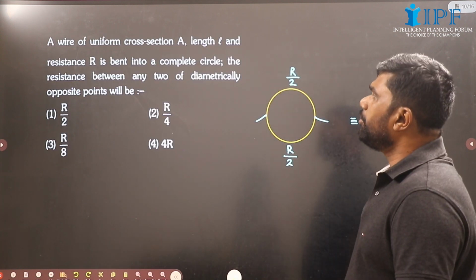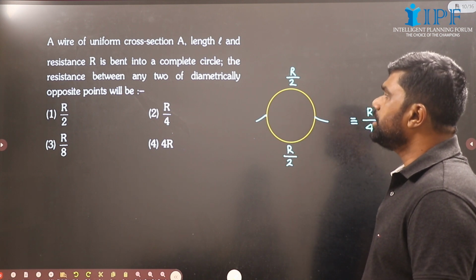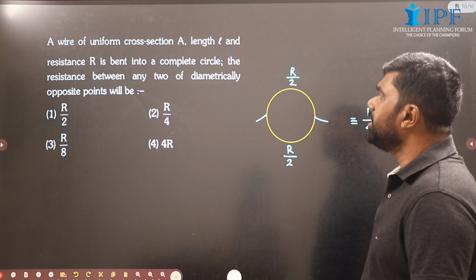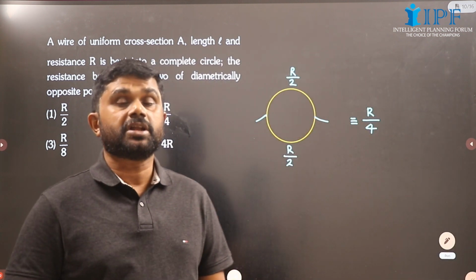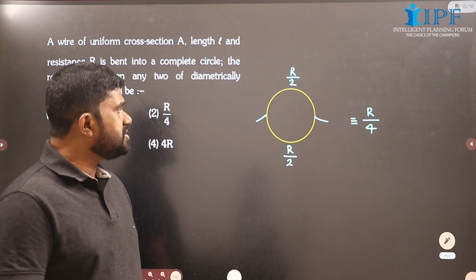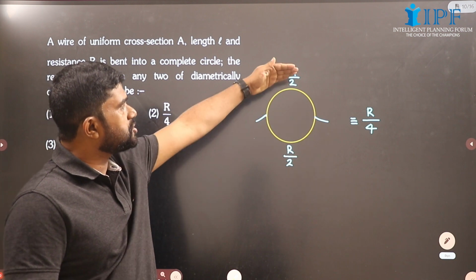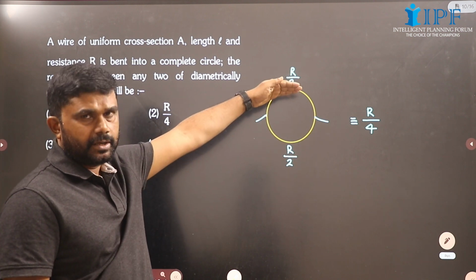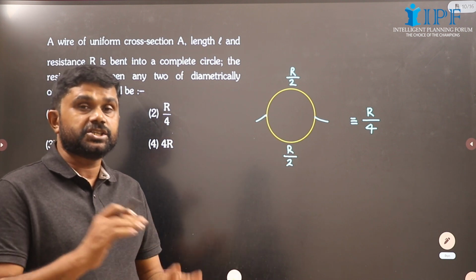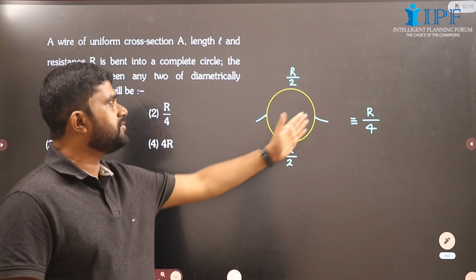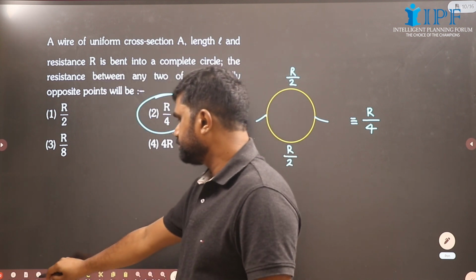Now, a wire of uniform cross-section A, length L and resistance R is bent into a complete circle. The resistance between any two diametrically opposite points will be? See, the total resistance is R. When it is divided into two equal segments, the resistance of the part above the terminals and below the terminals will be equal. Each will be equal to R by 2 and effective resistance will be R by 4. This one, R by 4.